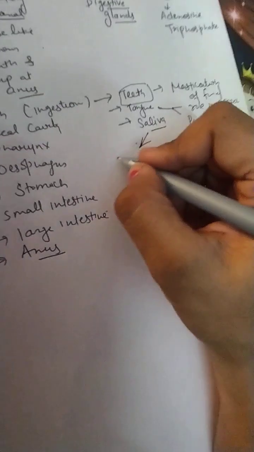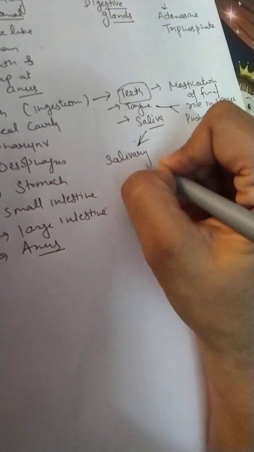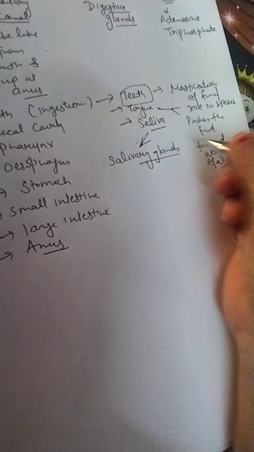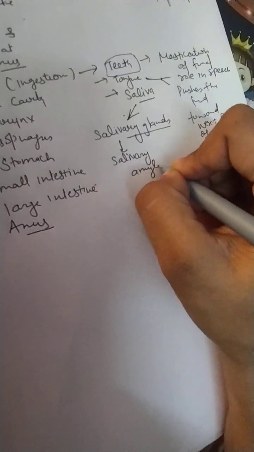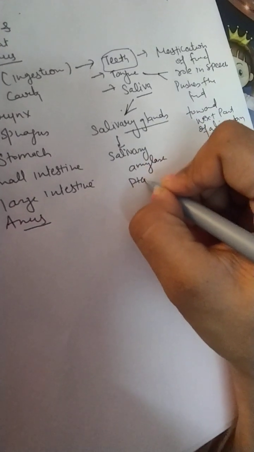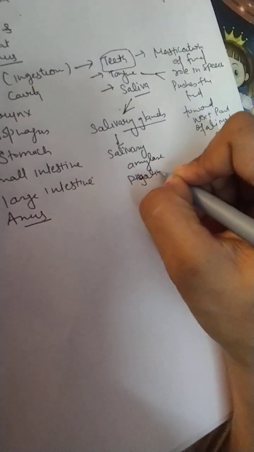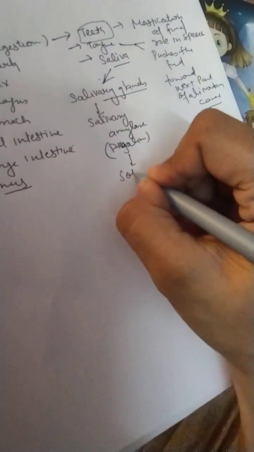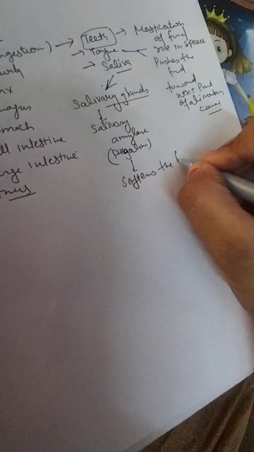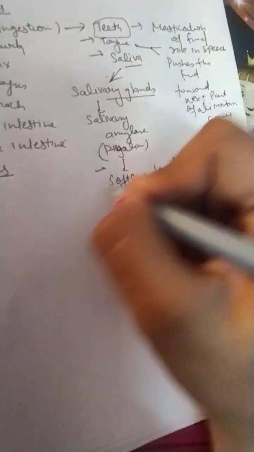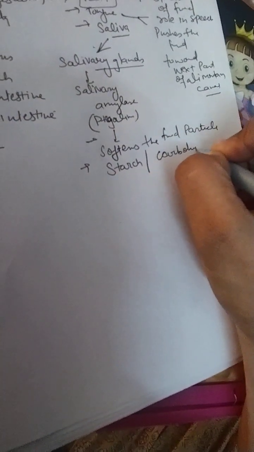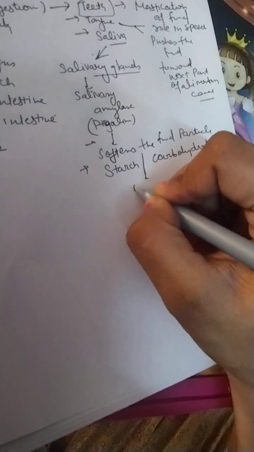Third one is the saliva, which is released by the salivary glands present in our mouth, and it contains an enzyme known as salivary amylase. It is also known as ptyalin. It helps soften the food particles. Secondly, it works on starch or carbohydrates and breaks them into sugar molecules.